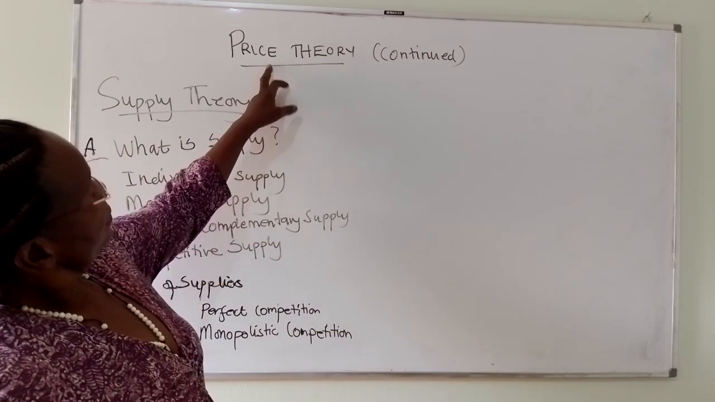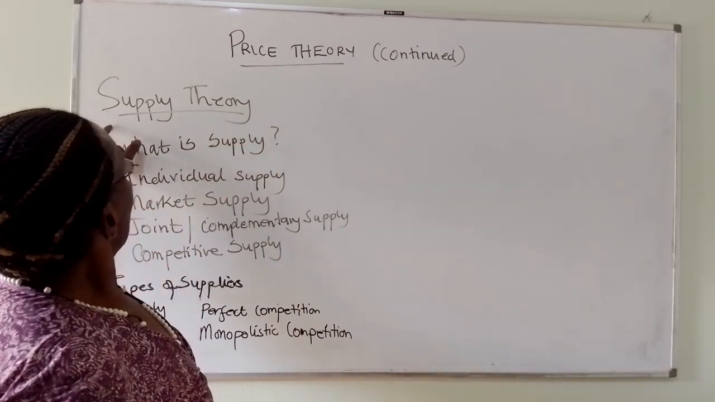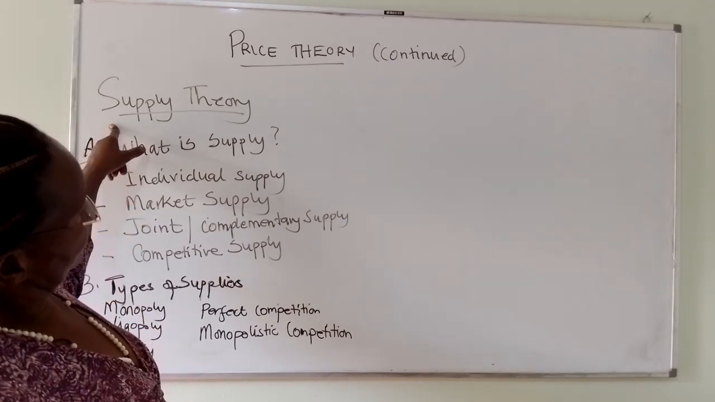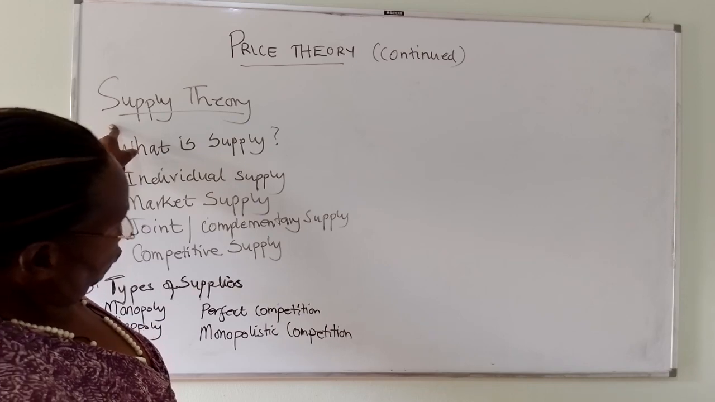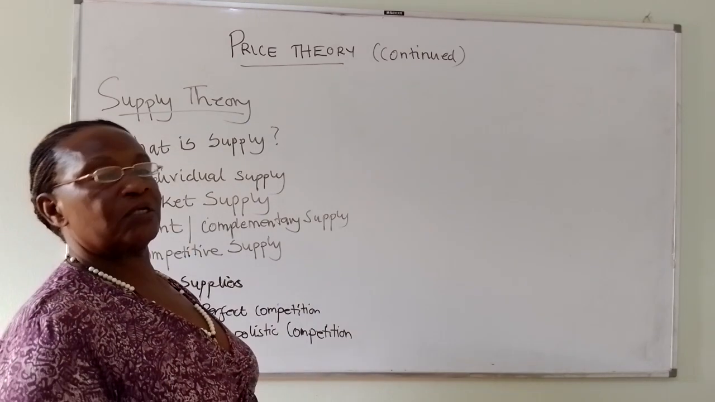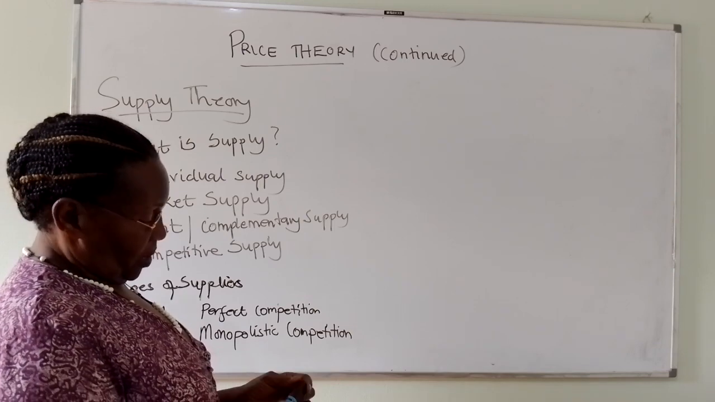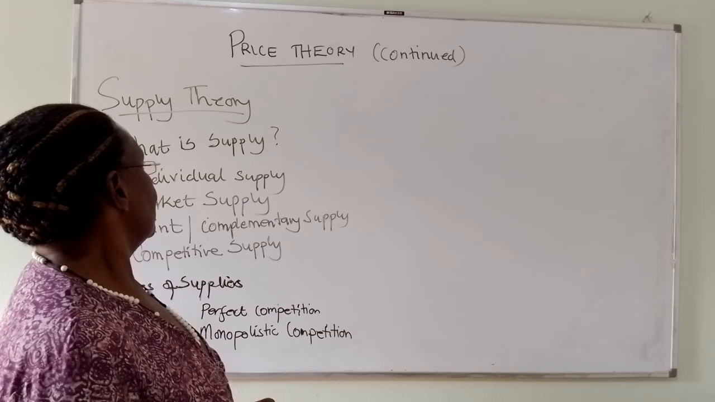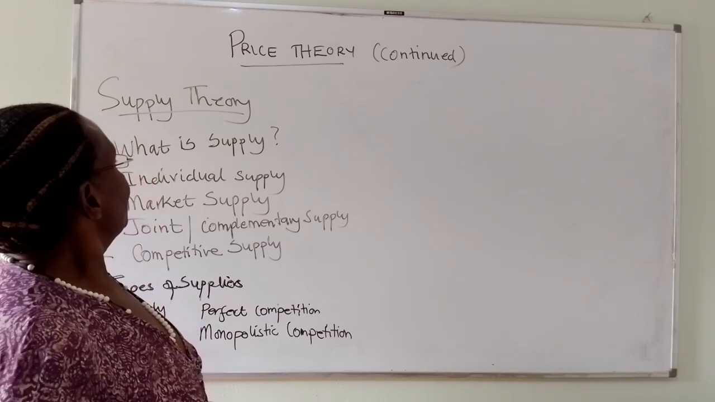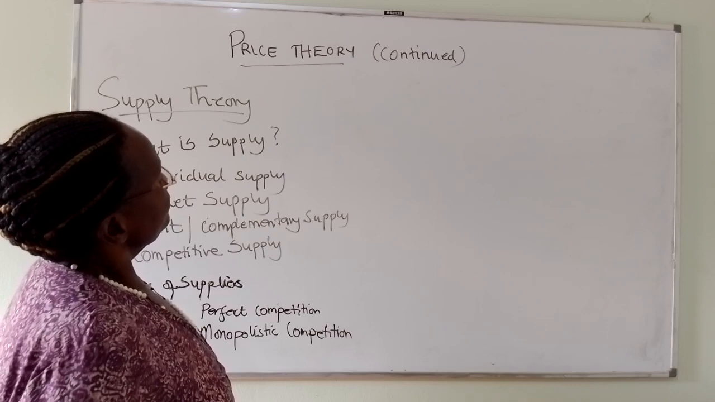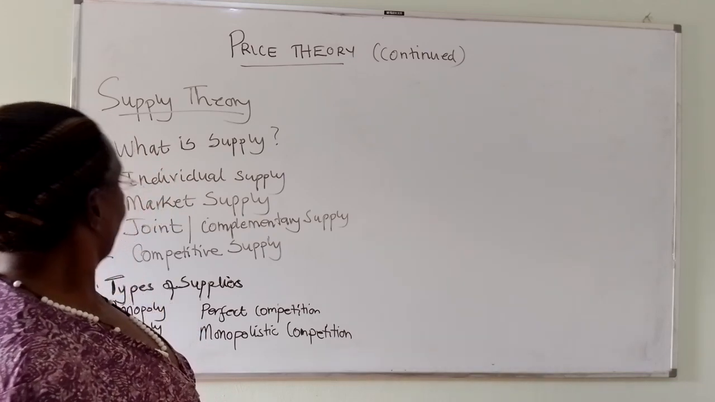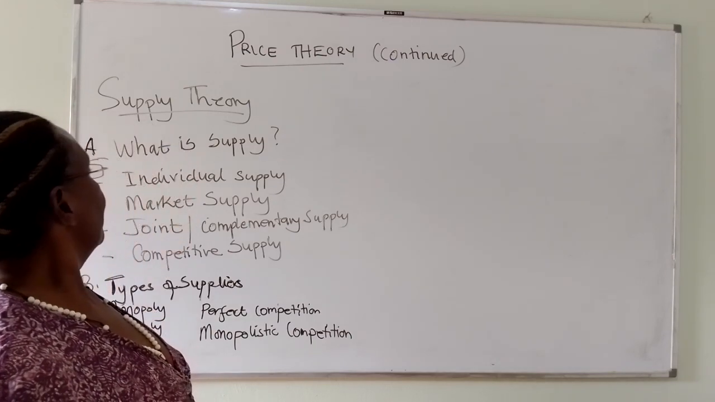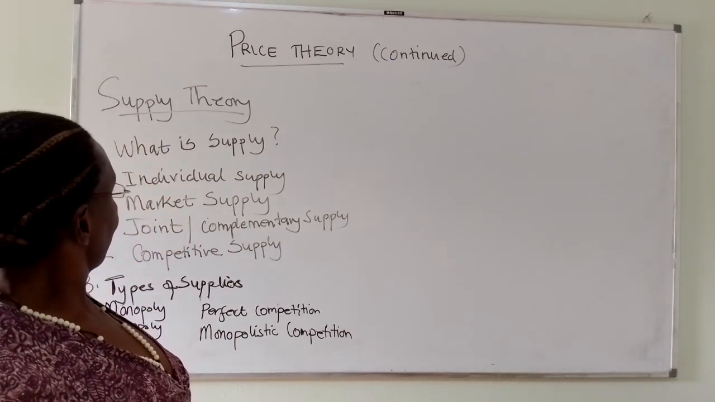That is why in price theory, we need to elaborate on the supply factor and the demand factor, such that when we come to interrelate them in the determination of prices, we actually understand where they come from and what they are. So price theory, our first question can be, what is supply? What is supply? So we shall be defining supply as per the economic understanding.